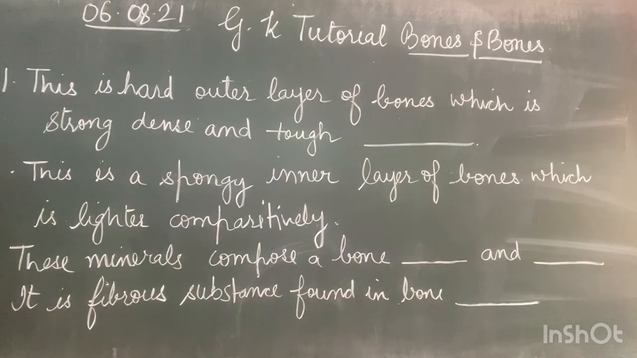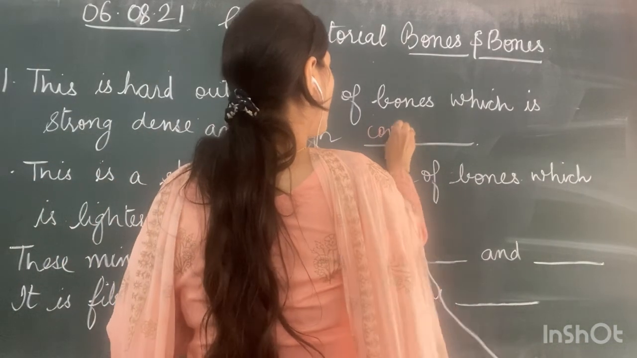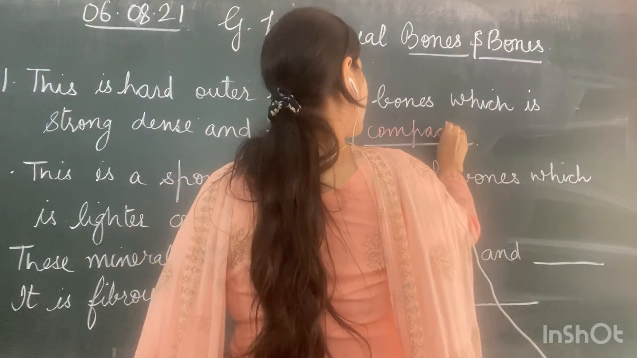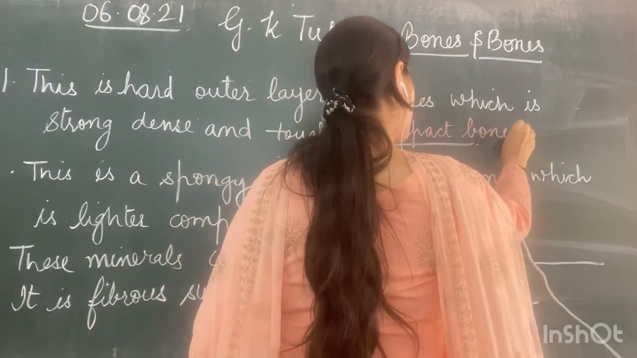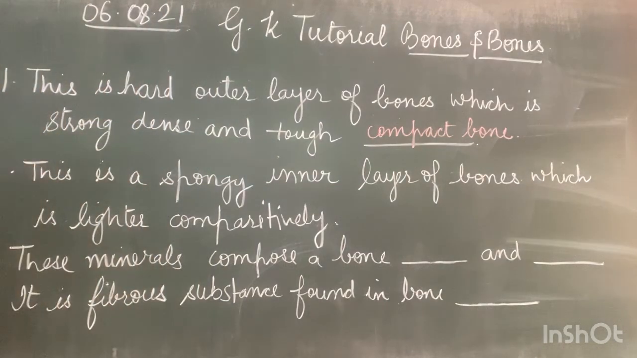This is the hard outer layer of bones which is strong, dense and tough. So what is the name of this? This is compact bone. The answer is compact bone. Compact bone is a bone which is a hard outer layer and it's strong, dense and tough. So the first answer is compact bone.